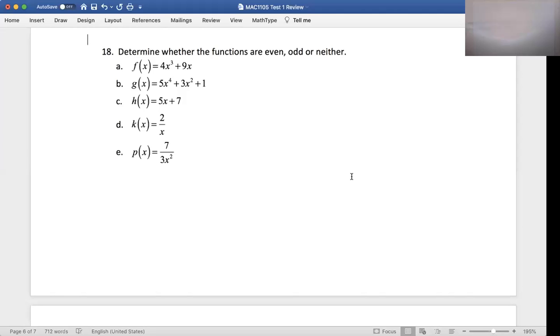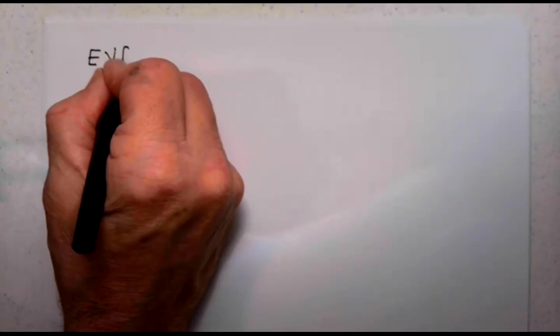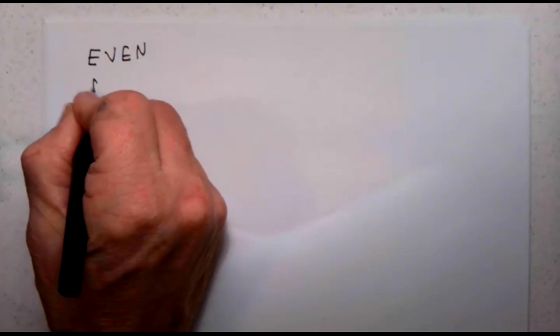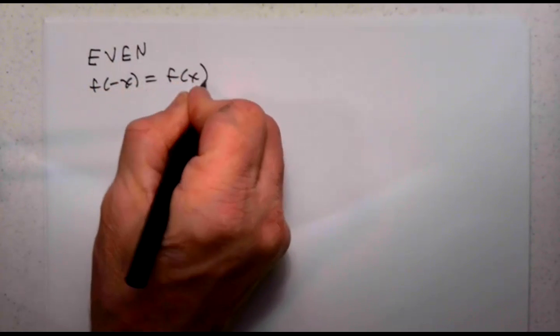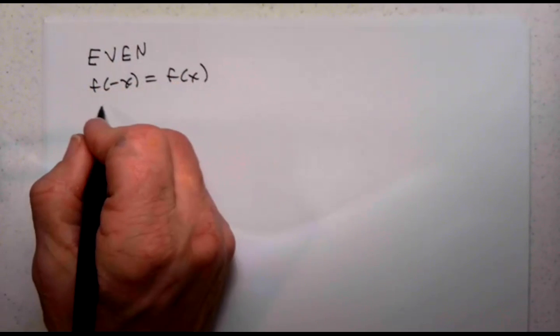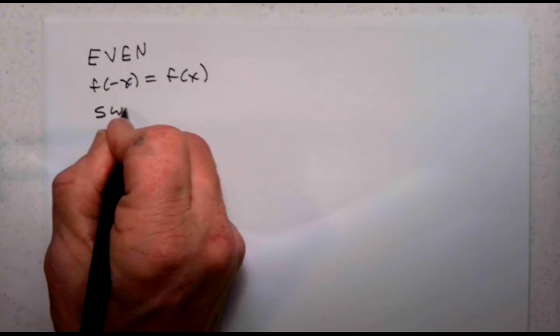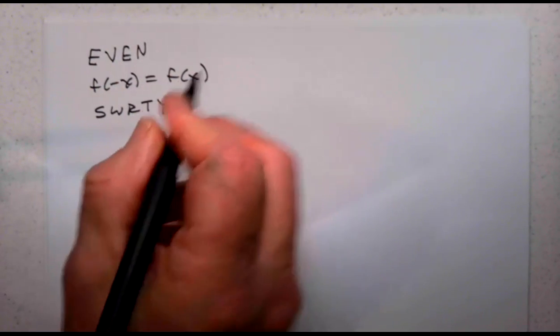Okay, this question asks us to determine whether the functions are even, odd, or neither. So let's remind ourselves of our strategy. A function is even when what happens? When f of negative x is the same as f of x. Notice in that situation you have a function that is symmetric with respect to the y-axis.